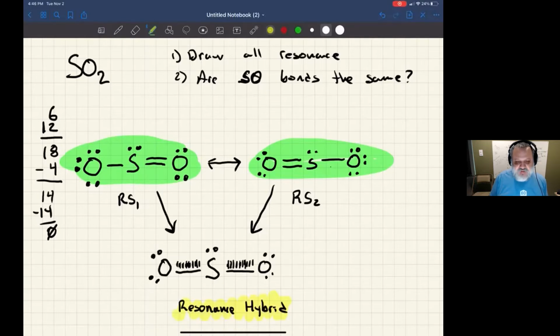And so I see that in the resonance hybrid, I've got one bond and a partial bond on each side. So when I go back to answer this question, I say, yes, I do have equal bonds. They are the same because the combination of the 2 resonance structures shows me a resonance hybrid where the bonds become equal. That's it.